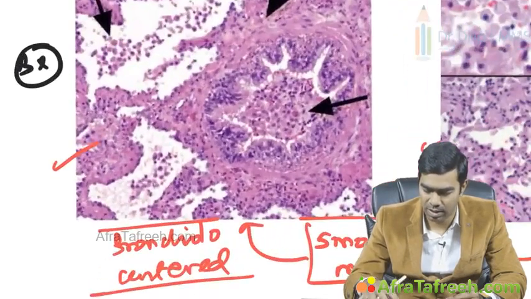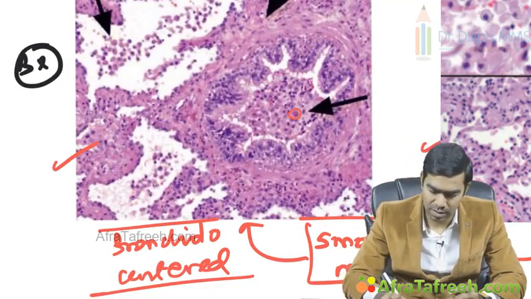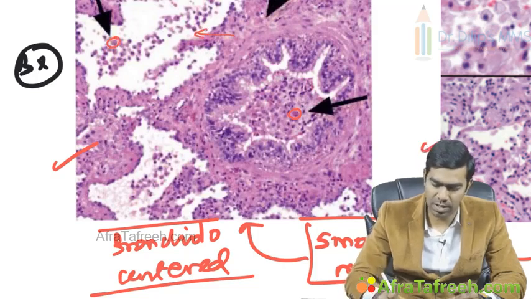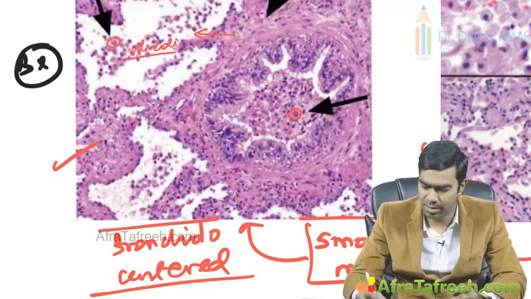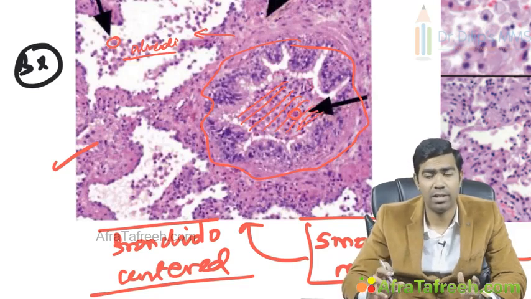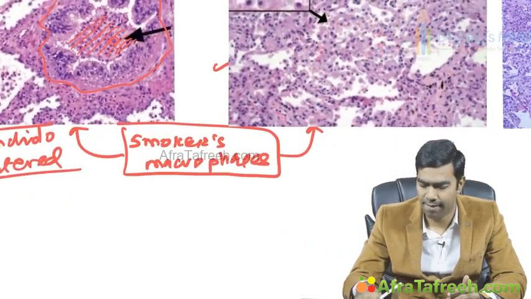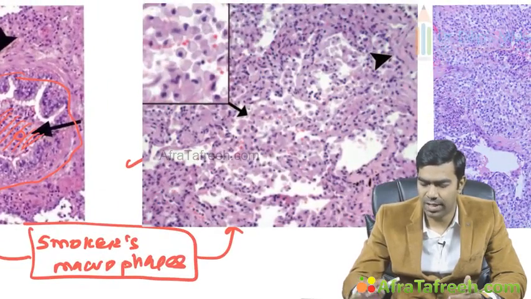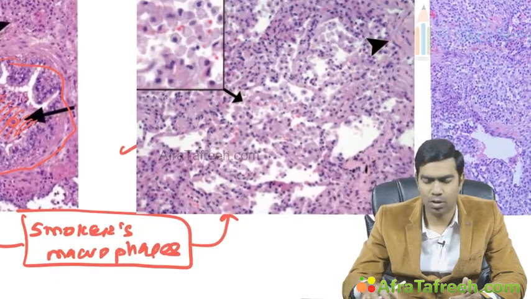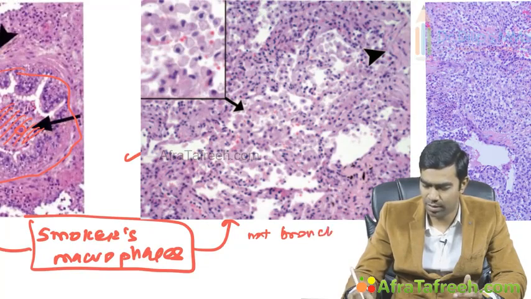In this example, you can see some pigmented macrophages which are accumulating in the alveoli. At the same time, this is a bronchiole, and within the bronchiole, you are seeing this inflammation. So the inflammation is typically bronchiole centered, and at the same time, you will see these smokers macrophages. That's why it's called respiratory bronchiolitis interstitial lung disease. So then this is desquamative interstitial pneumonia where the only difference is the fact that the inflammation is not bronchiole centered here.